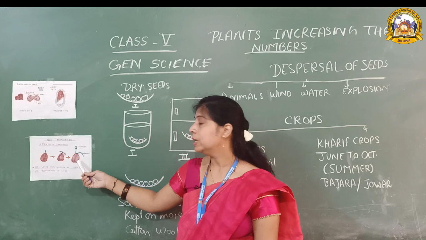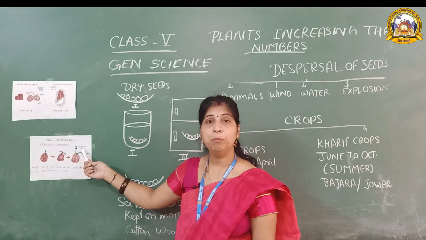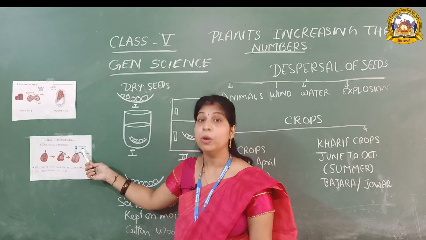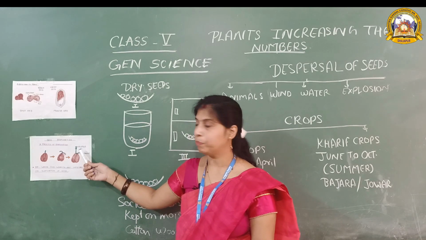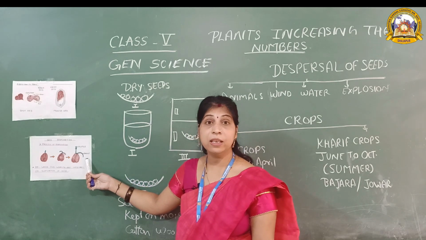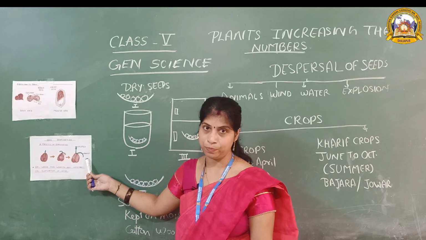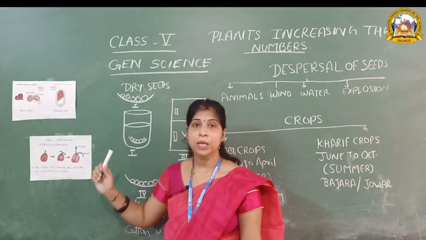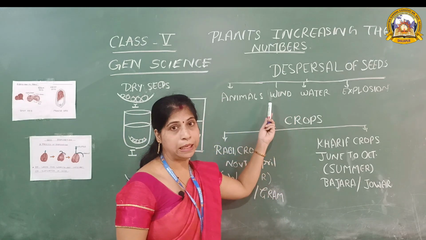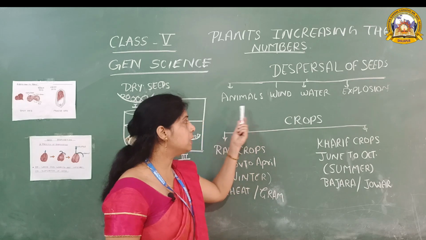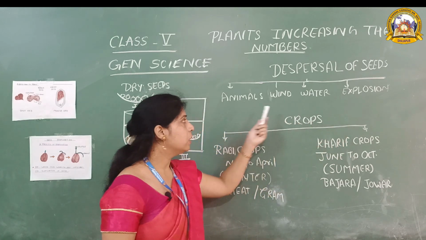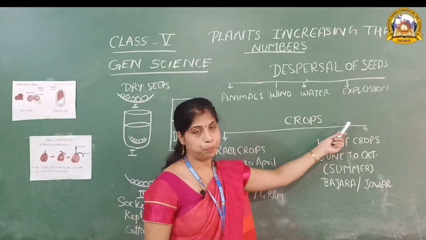After germination, the seed forms the upper side plumule and after development, the plumule forms the stem or shoot system. Well developed shoot system. The lower side is the radicle. After development, this radicle forms a well developed root system. I hope you understood these things. Then, dispersal of seeds. Dispersal of seeds is mainly of 4 types: animals, wind, water and explosion. Clear everybody? Animals, wind, water and explosion.